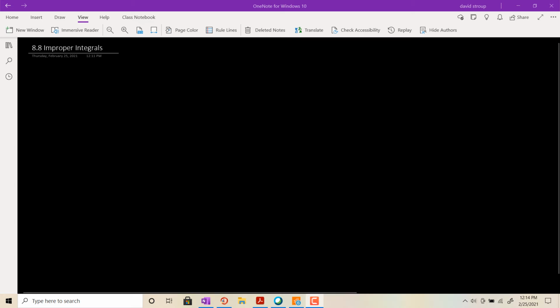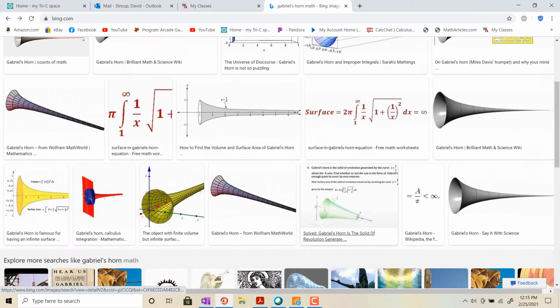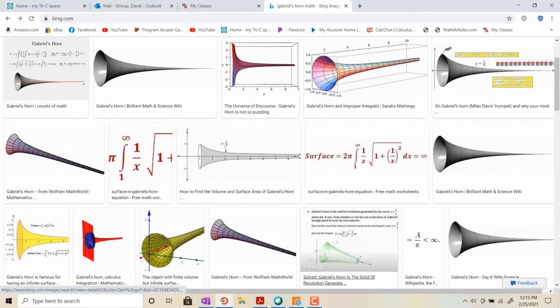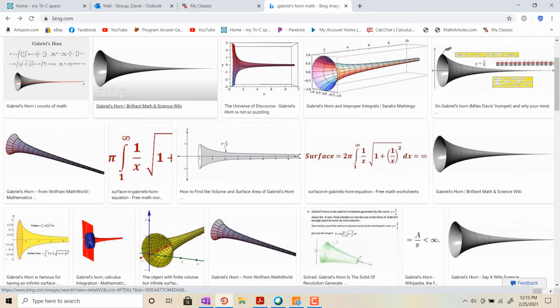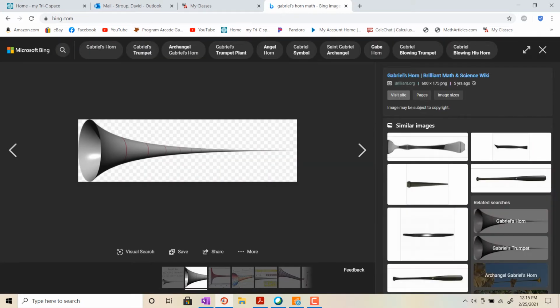Hey, welcome back. This is 8.8, and we're going to look at improper integrals. To motivate it, we'll look at something called Gabriel's horn. I'm on the web here looking at pictures of it. It's kind of an infinitely long horn that goes from, I guess, 0 to infinity.